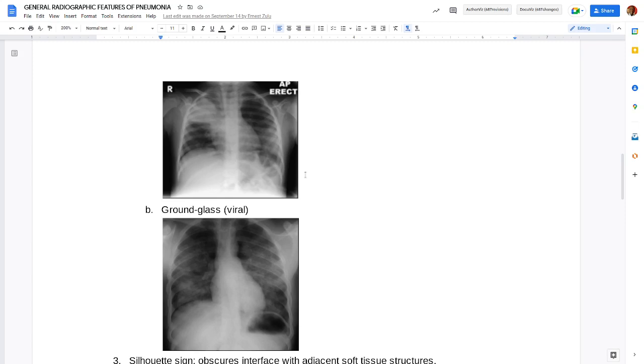Other disease entities will make some areas within the patch look more white, others more dark, others intermediate or in between. Then you call that heterogeneous. But for bacterial pneumonia, which is this community-acquired pneumonia, typically the patch looks uniformly white.